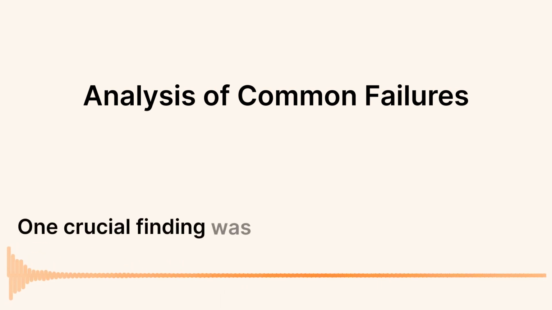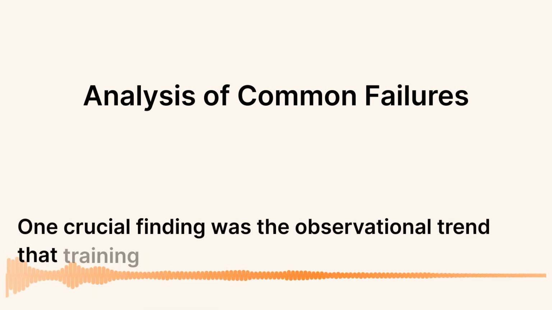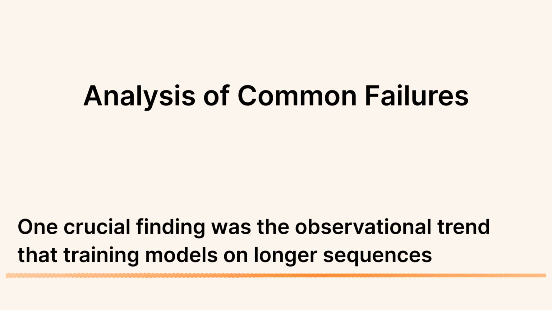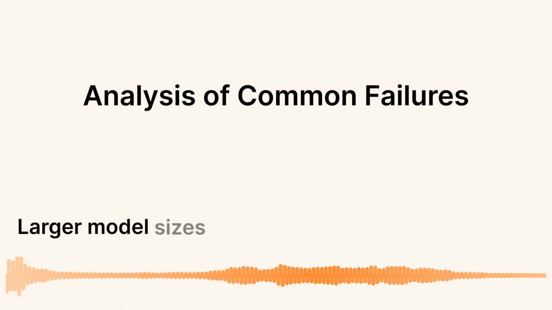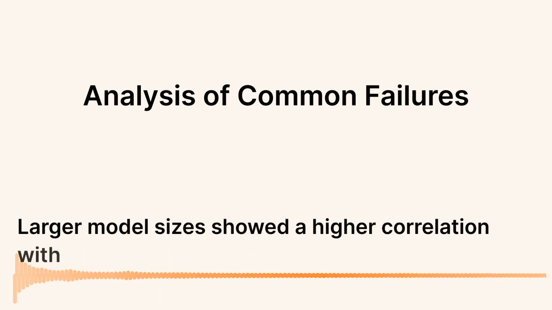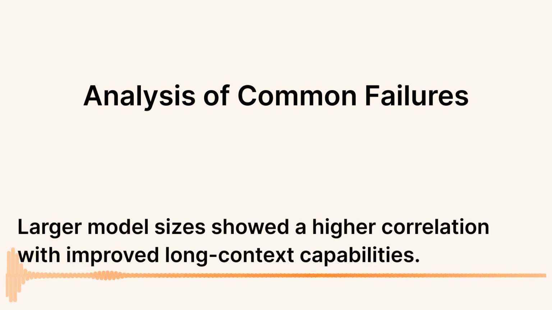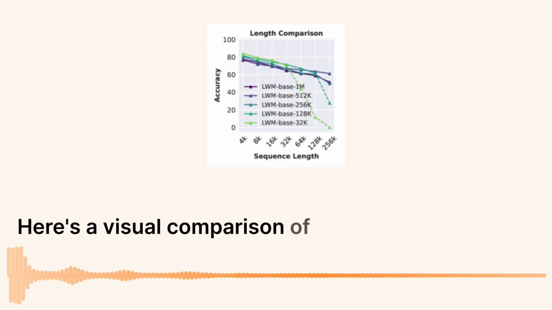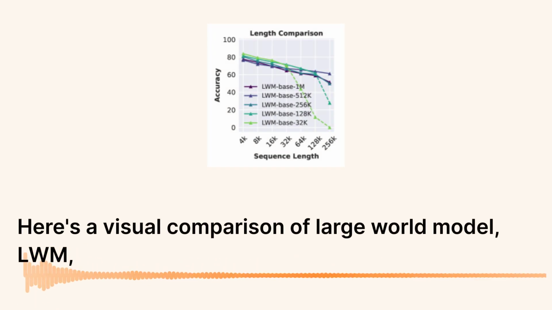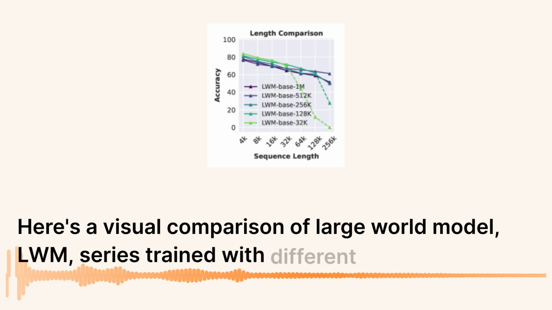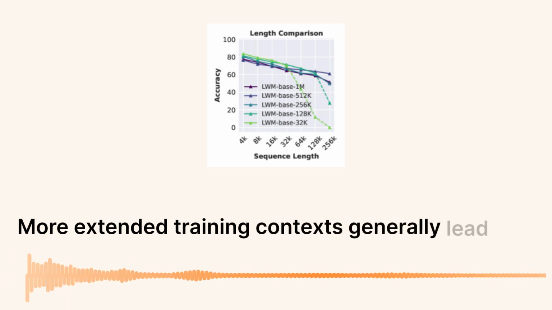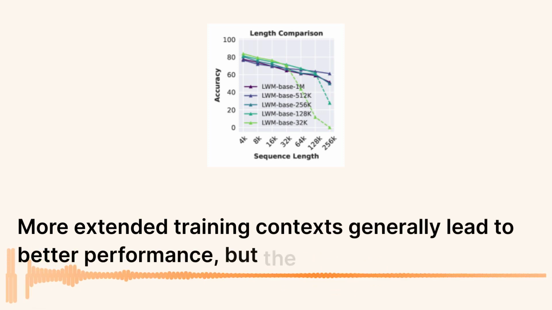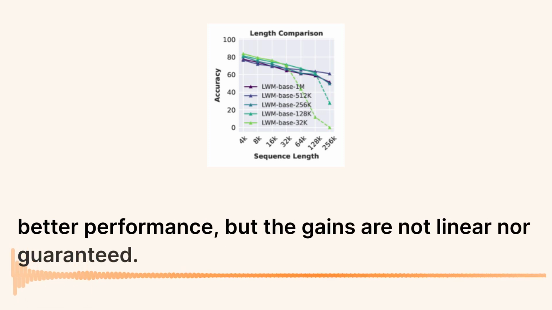One crucial finding was the observational trend that training models on longer sequences does not always guarantee better performance. Larger model sizes showed a higher correlation with improved long context capabilities. Here's a visual comparison of Large World Model, LWM, series trained with different context lengths. More extended training contexts generally lead to better performance, but the gains are not linear nor guaranteed.